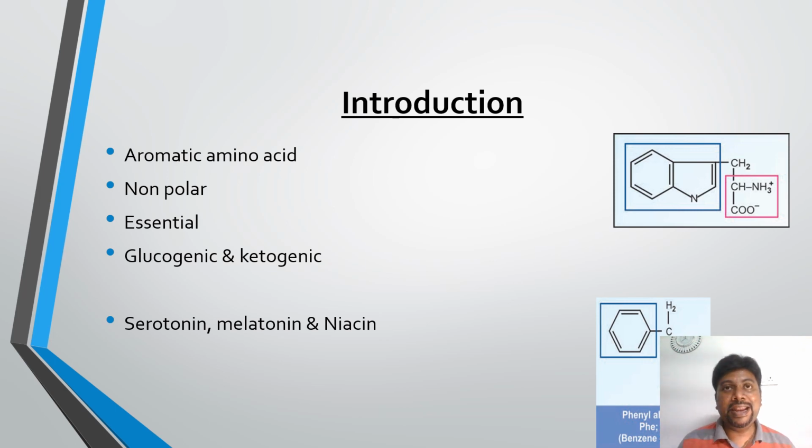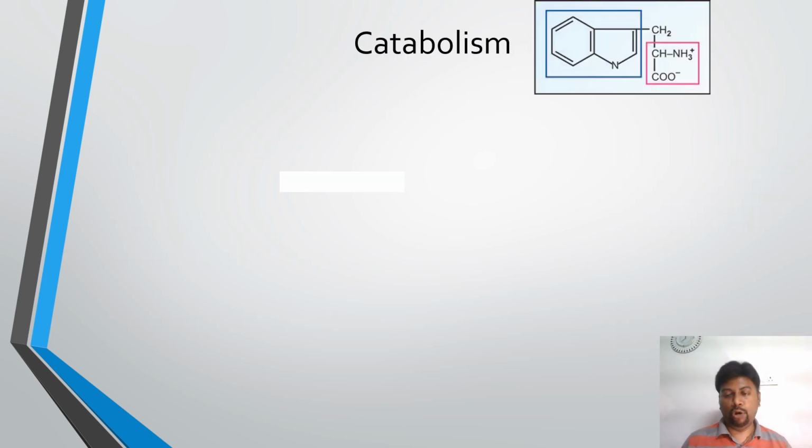Next, coming to the second heading, anabolism. That means synthesis. Just now we discussed that tryptophan is an essential amino acid, which means it cannot be synthesized in our body. So I am skipping anabolism and directly going on to catabolism. Based on catabolism, we saw that tryptophan is both glucogenic as well as ketogenic in nature. That means the end products can be utilized both for glucose synthesis and also for ketone body synthesis. How it happens we will discuss in detail now.